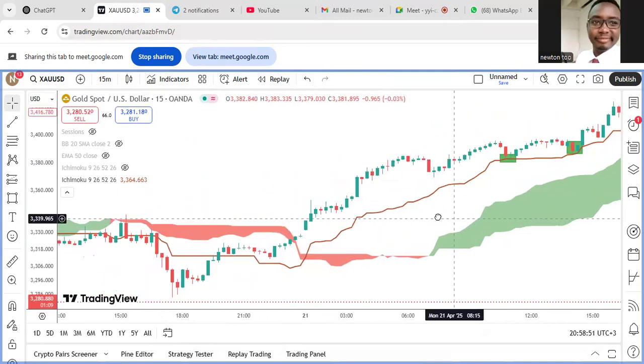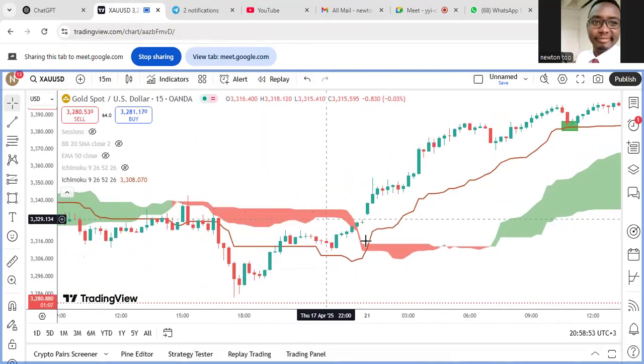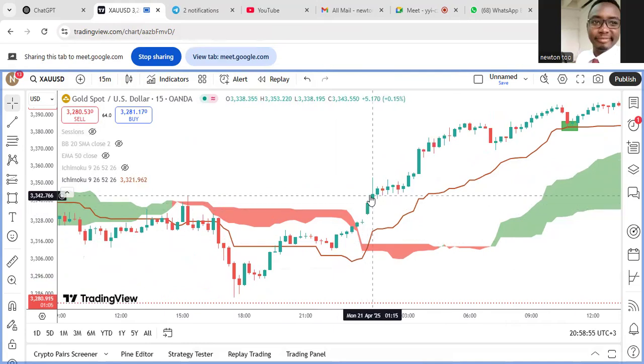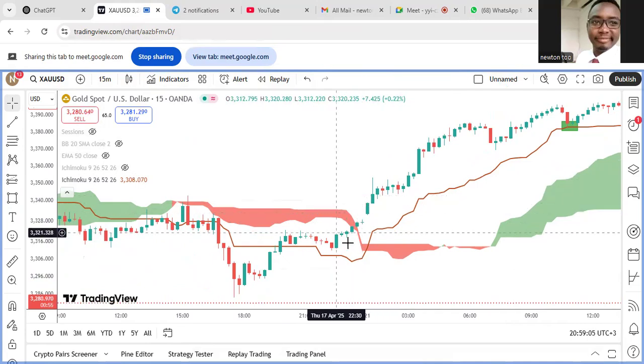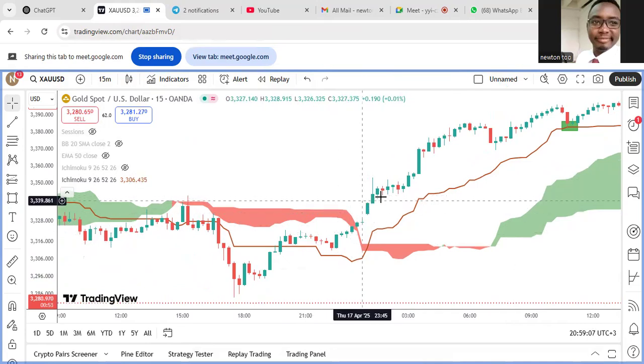So let's say, for example, here. So here you can see the market broke above the cloud. So kuna three ways unaweza trade, two ways unaweza trade. So one way unaweza trade, you can trade something called a breakout. So a breakout with the price break above the cloud here.